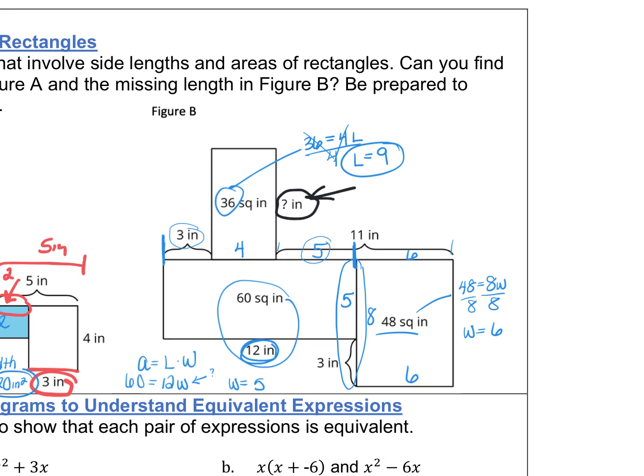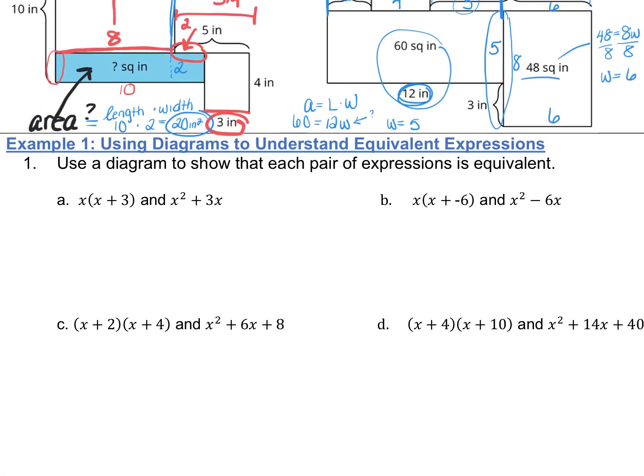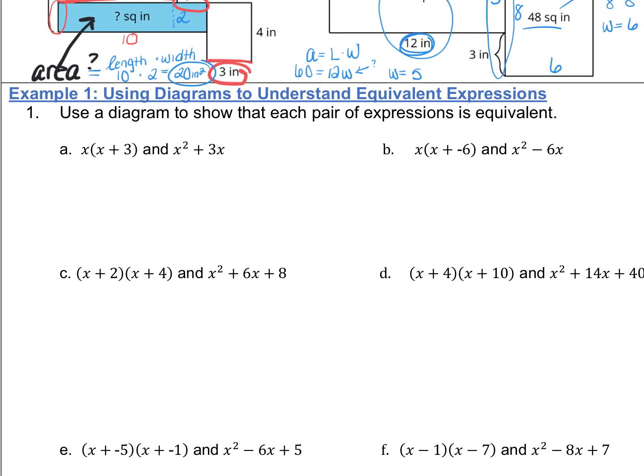Okay, so for today's notes, our goal today is to start to factor. So being able to go forwards and backwards between standard and factored form. So in example 1, it says, use a diagram to show that each pair of expressions is equivalent. So we can either do the box diagram or we can do the distributive method. I'm a fan of the distributive method. So I'm going to take x and multiply it to x and 3. And so I get x squared plus 3x. Oh, look at that. It's the same as that.